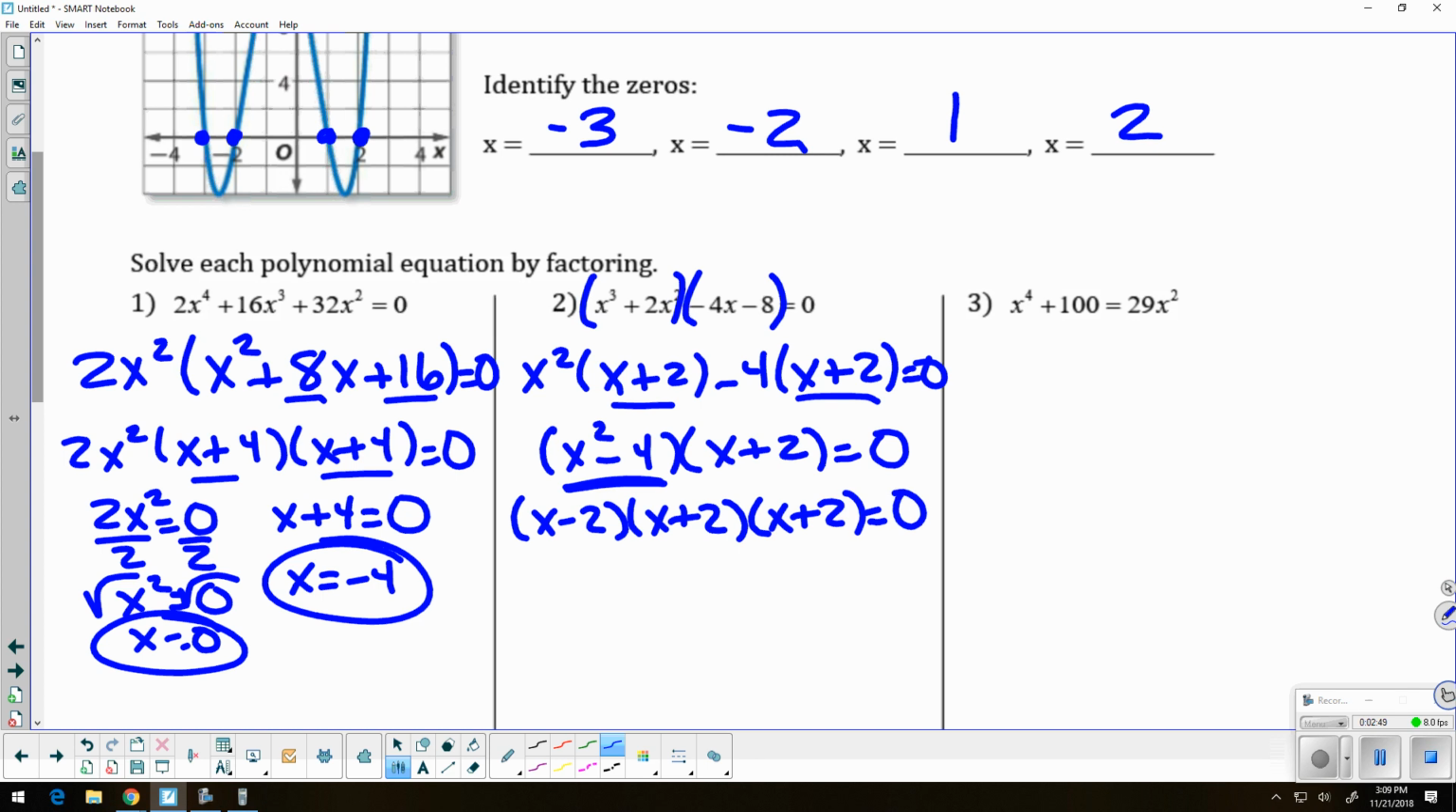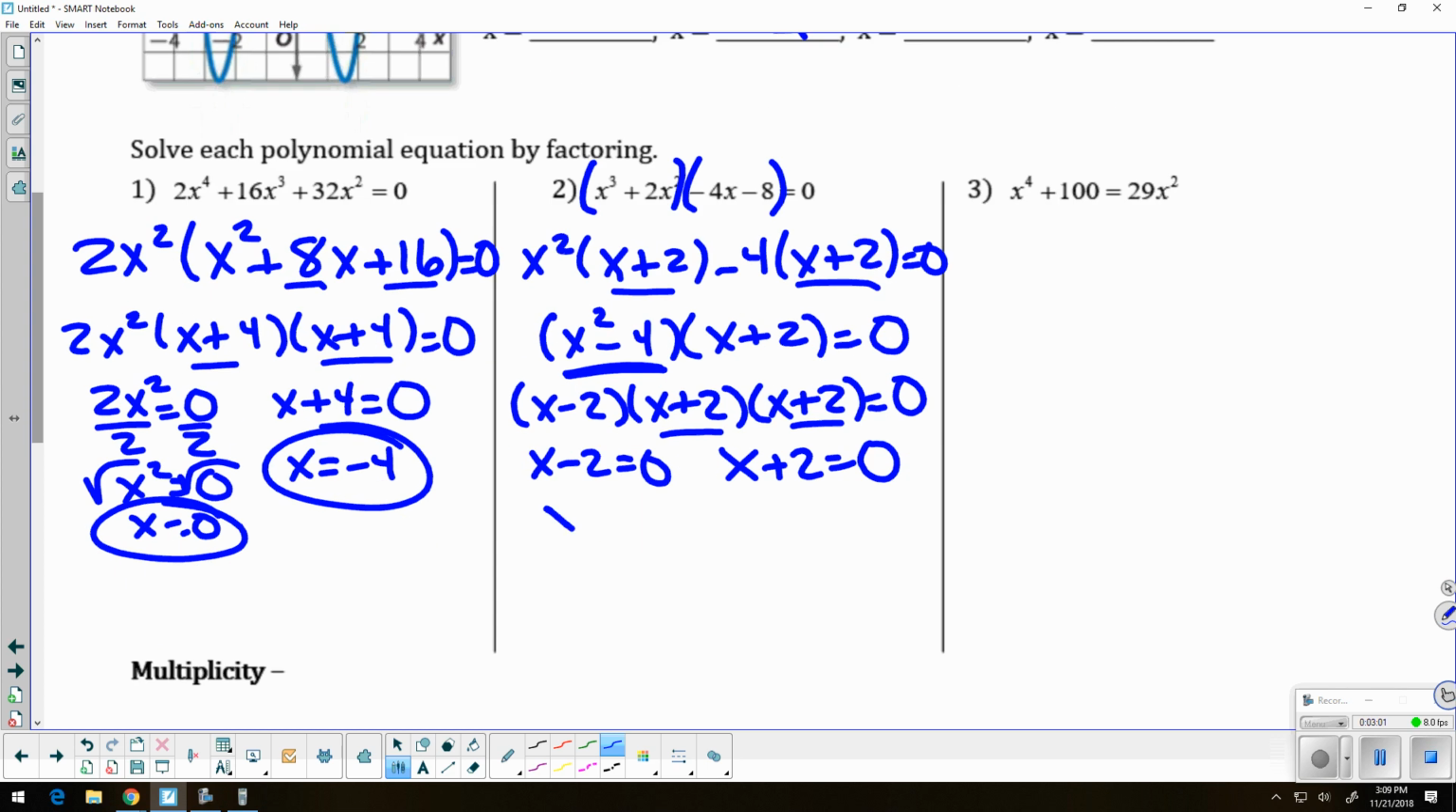Okay, so now solving. So setting each one equal to 0, starting with x minus 2. And again, just like the last problem, since we have 2 of these, all you have to do is just list down one of them. And then solving it, we get x equals +2 and x equals -2. Okay, there's our solutions.